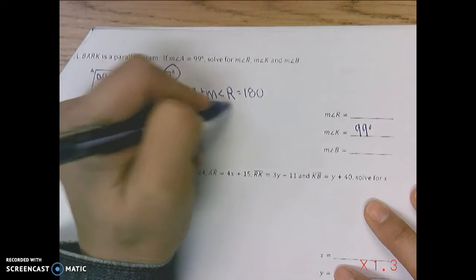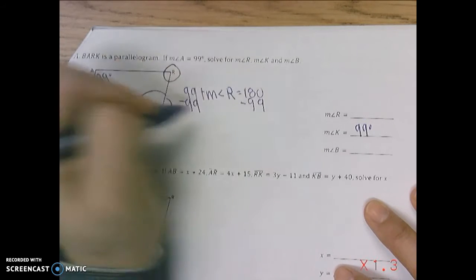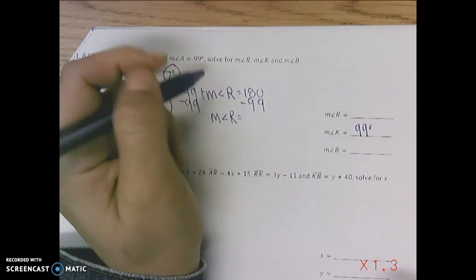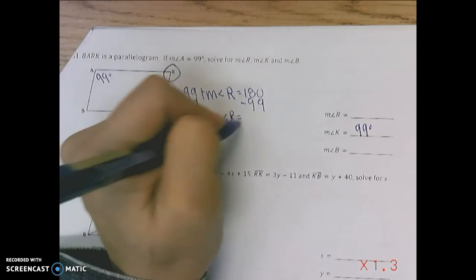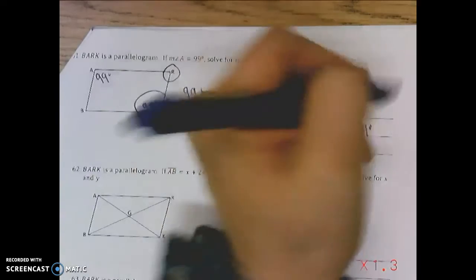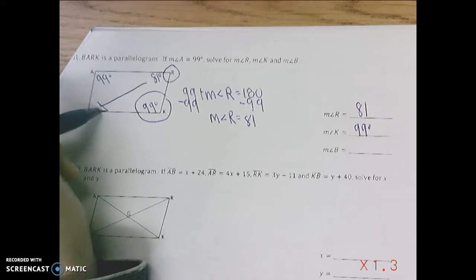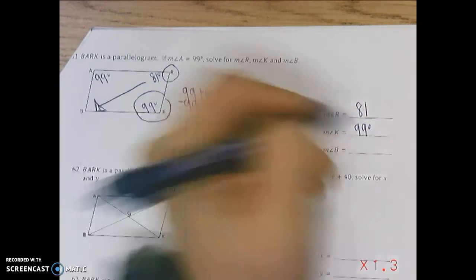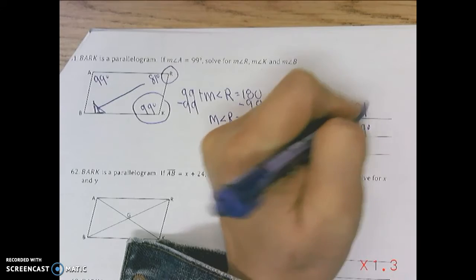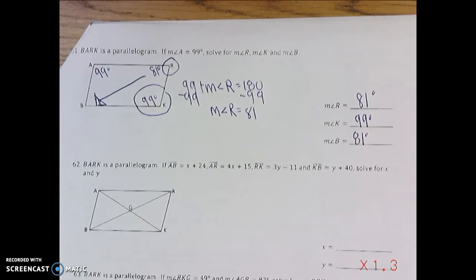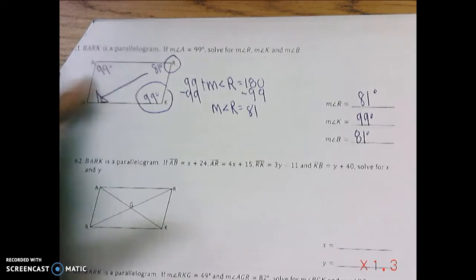I would set this up as an equation and subtract 99 from 180, and the measure of angle R would equal 81. So the measure of angle R equals 81 degrees. Well, opposite angles are congruent, so B is also 81 degrees. And there you have it, the angle measures for the parallelogram.